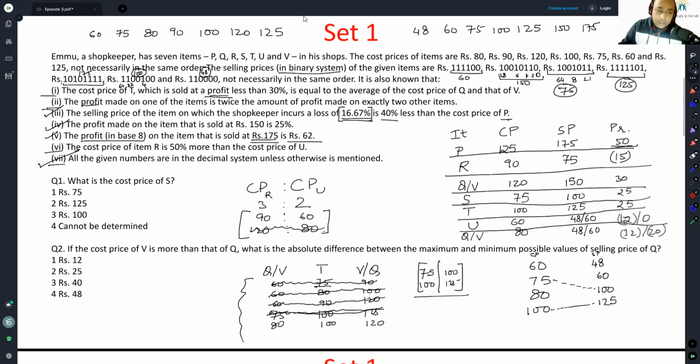We can get to solving individual questions. The first question given to us is, what is the cost price of S? Cost price of S for us is 75, so it is option 1. Next is, if the cost price of V is more than that of Q. So they're saying V is here and Q is here. What is the absolute difference between the maximum and minimum possible values of selling prices of Q? Selling prices variation is only present in these cases, and the difference there is 12. So it is 12. Go ahead and mark it.